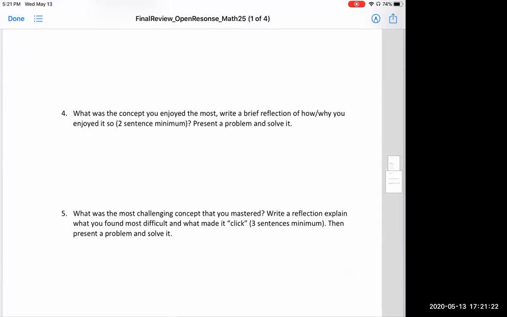The last 2 questions are, What was the concept you enjoyed the most? Write a brief reflection on how and why you enjoyed it. And I want 2-sentence minimum. So you could say something like, it came easy to me, it's something I remember from the past, or you just like working with it, you felt like you really understood math. I don't know how it made you feel, but be sincere. Only I'm reading it, so you don't have to worry about being nerdy or anything like that. Please nerd out. Let me know why you enjoyed it.